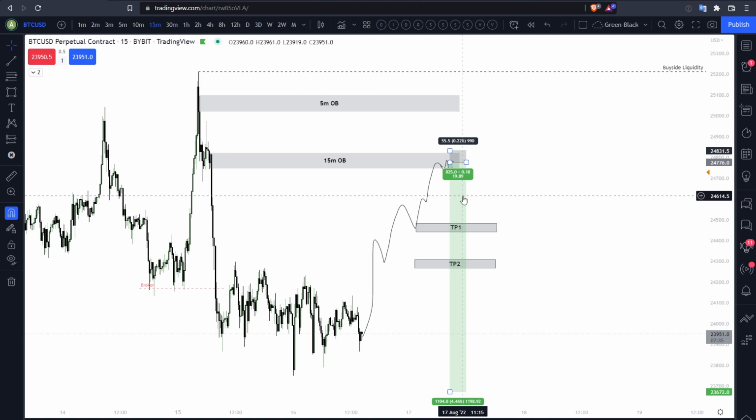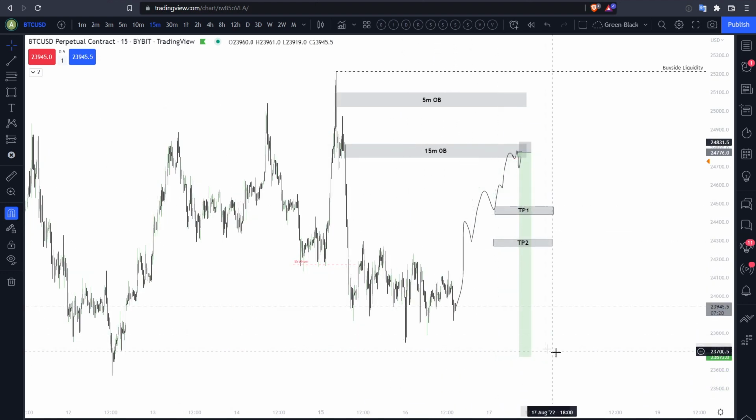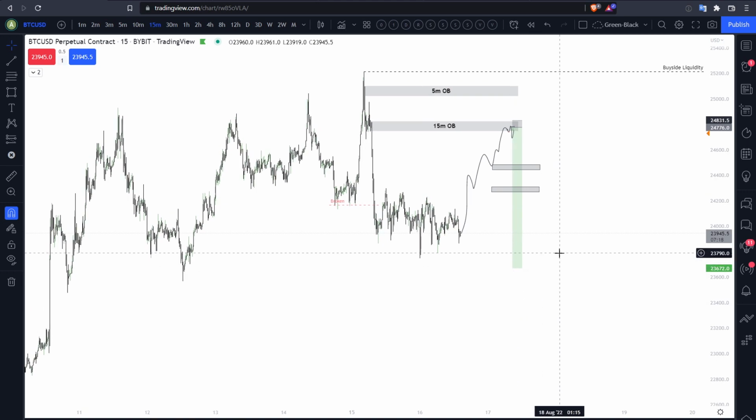So as you can see, the risk to reward can be quite lucrative. So I'm gonna take 25% of my position here, 25% of my position here, and the rest of the position will be targeting some lower liquidity in the area of these wicks, or maybe even lower.